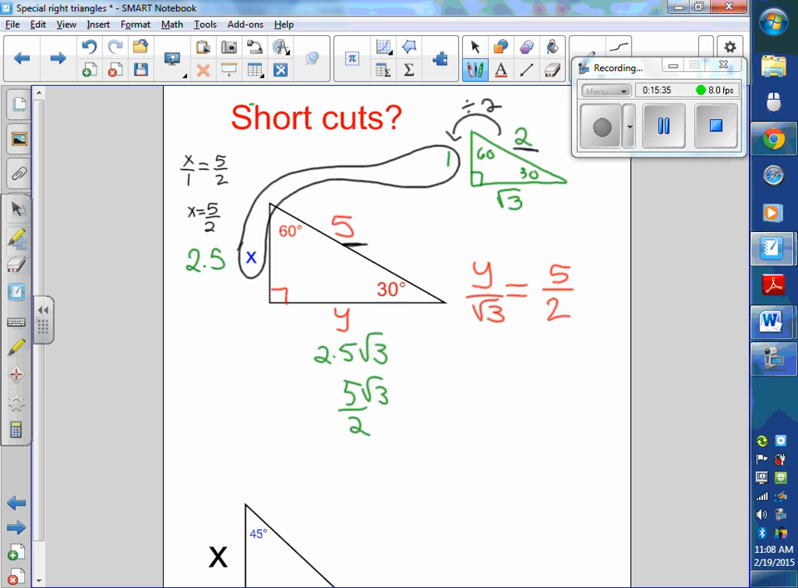So we're solving for Y, right? We're going to multiply by these two and divide by what's left over. So 5 square roots of 3, fraction bars mean divide, divided by 2. And that's what Tyler got.